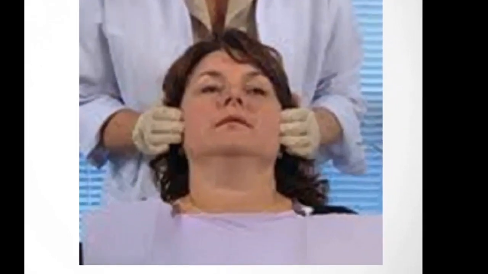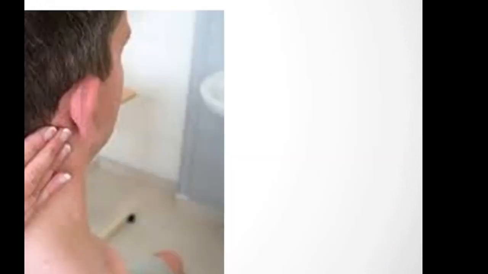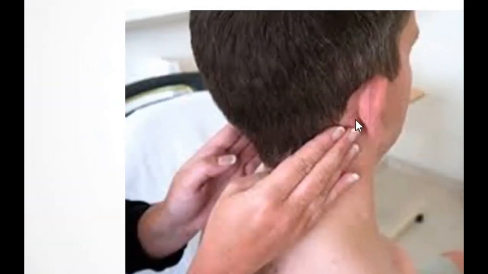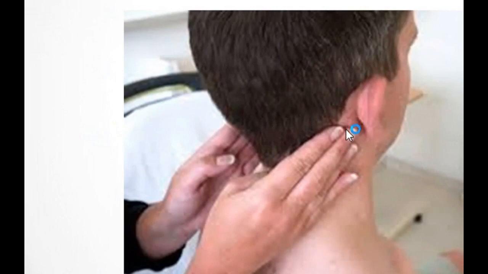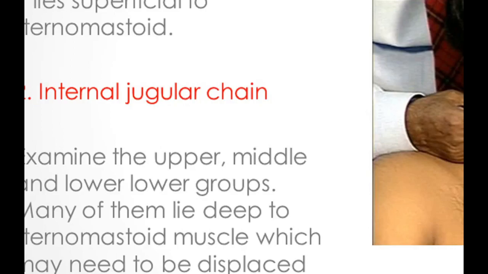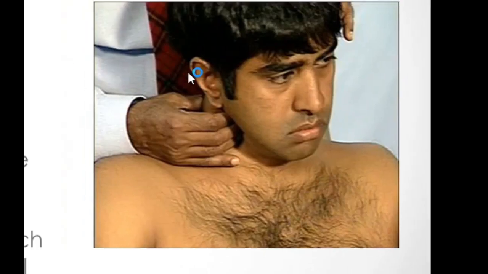As you can see here, roll your finger in front of the ear against the maxilla. This is parotid or preauricular lymph nodes. And here, this is mastoid or post-auricular lymph nodes. And here are the cervical lymph nodes. And here is the external jugular chain. It lies superficial to the sternocleidomastoid muscle.